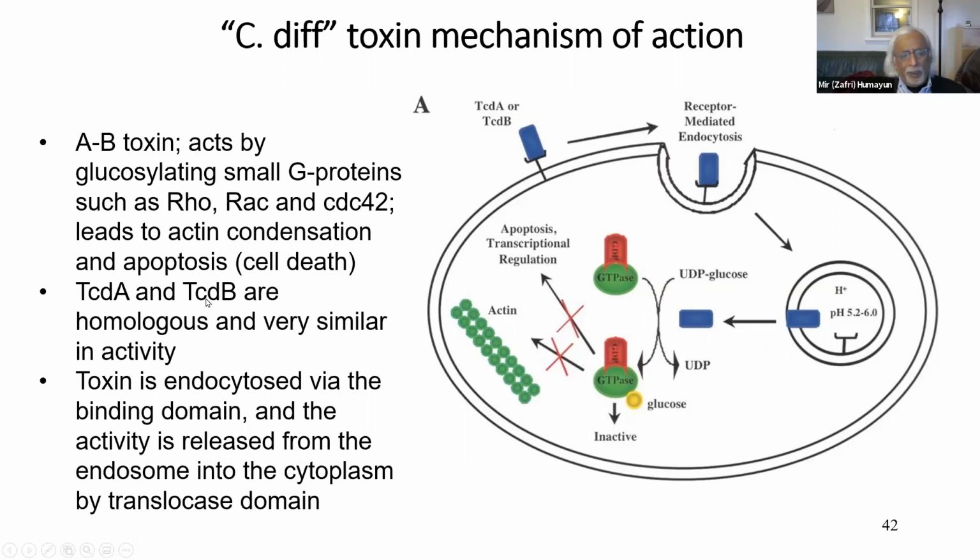TCDA and TCDB are two different AB toxins, but both have the same functional effect. They're in fact homologous, and they're also homologous in their function. They otherwise are classic examples of AB toxin. They are endocytosed, and then the active domain is released. The active domain has the enzymatic characteristic that triggers cell death.